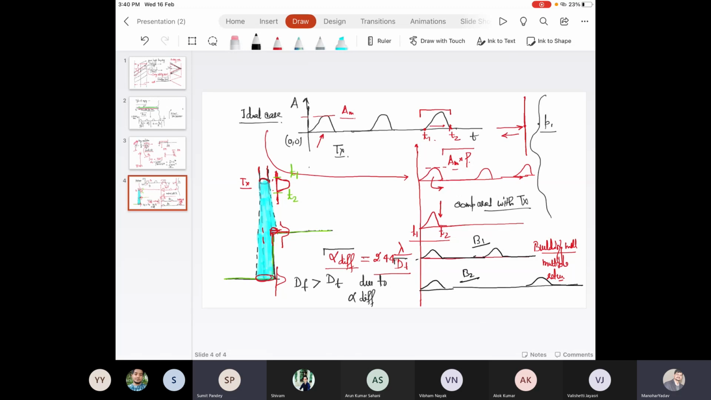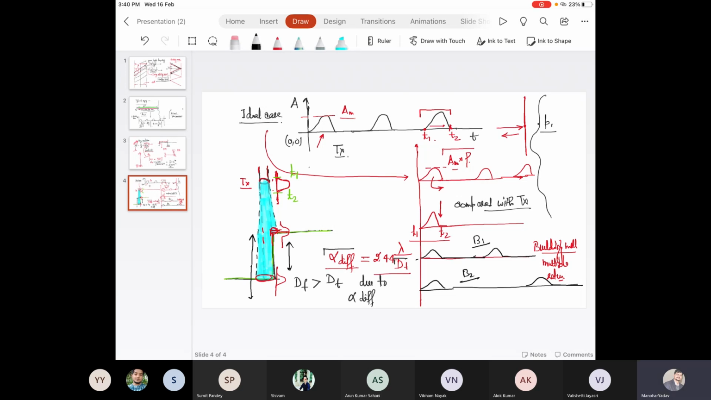Building B1, in which case the height of building is more, in case of B1 or B2? B2. Why B2? Sir, because it is taking more time lag between two pulses. Correct. So if you see over here, if you increase this height, then what will happen? Gap between these two will increase.